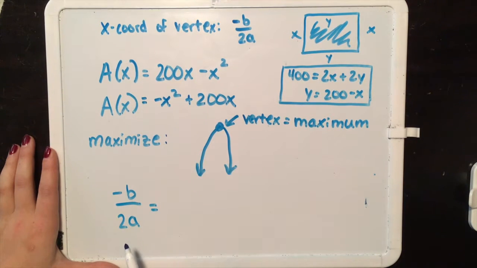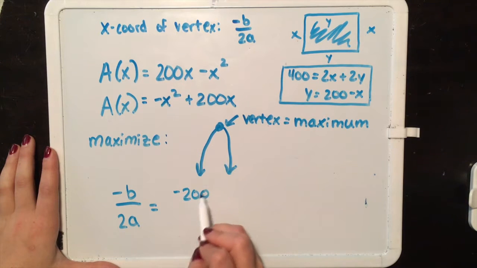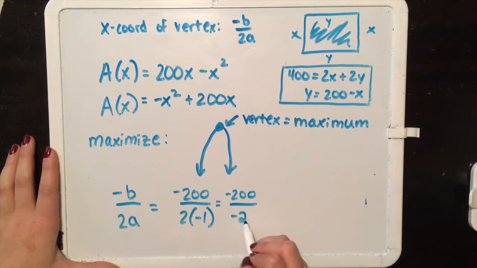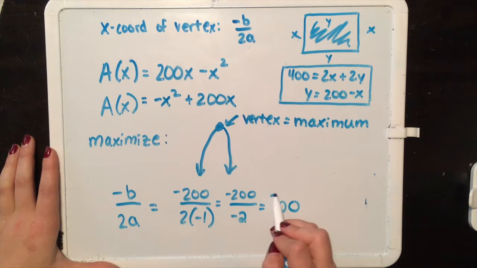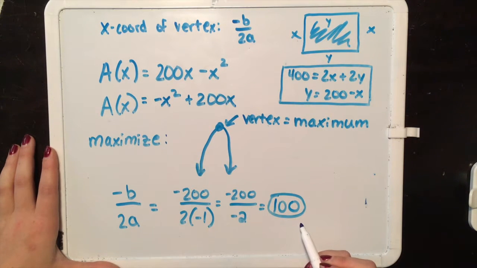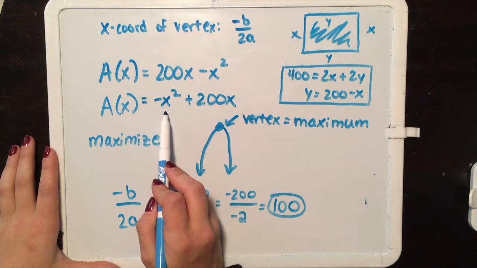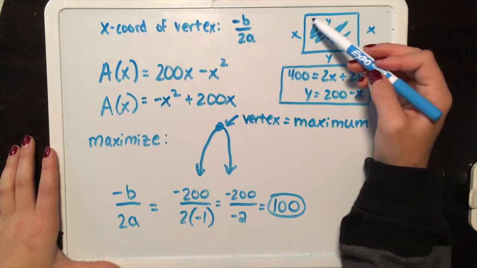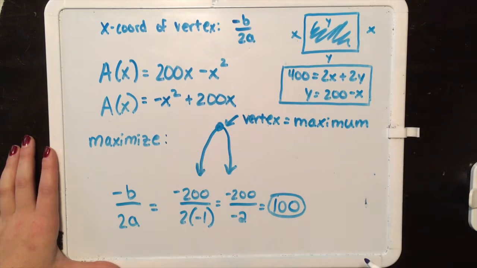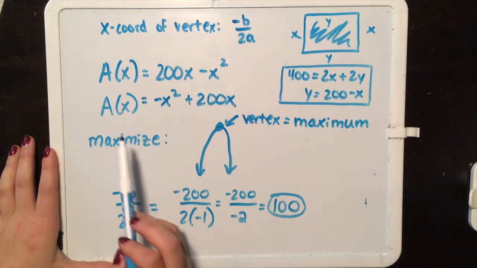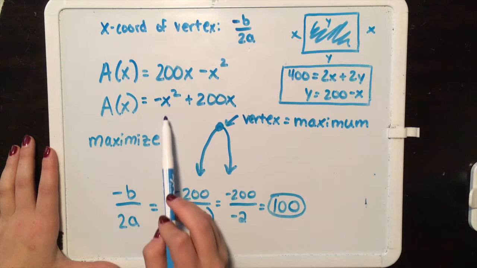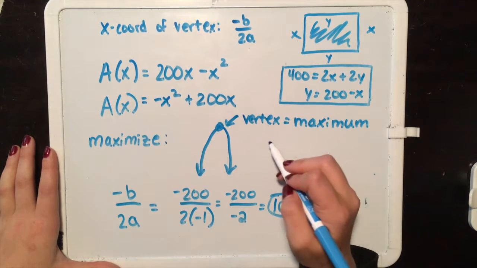Our b term is 200. Negative 200 divided by 2 times negative 1. Negative 200 over negative 2, which equals 100. 100 gives us the x-coordinate of the vertex, or the x value in our rectangular pen. Now, how do we find the maximal area? We plug 100 in for x into this equation.